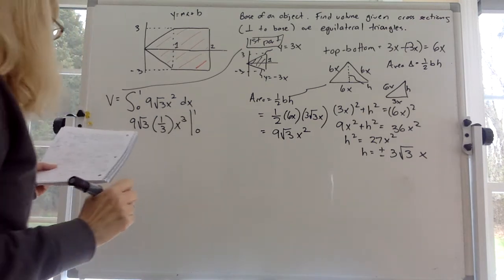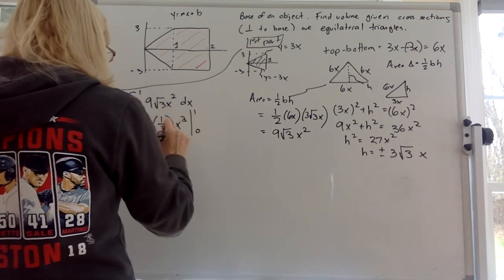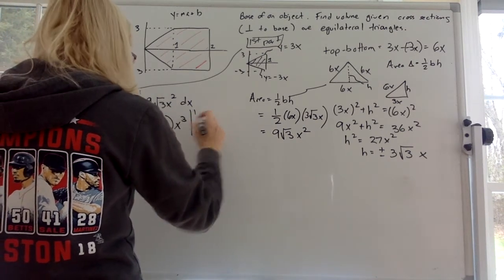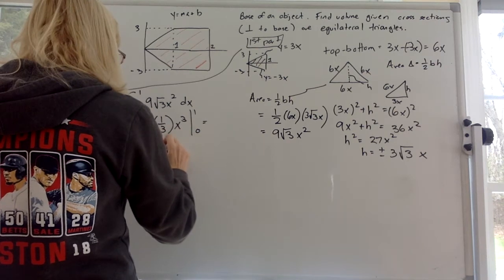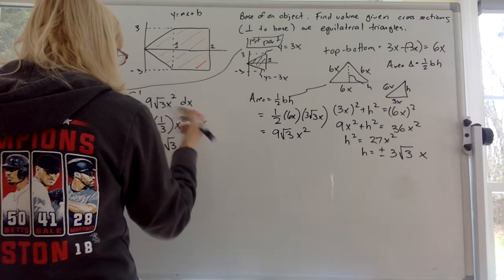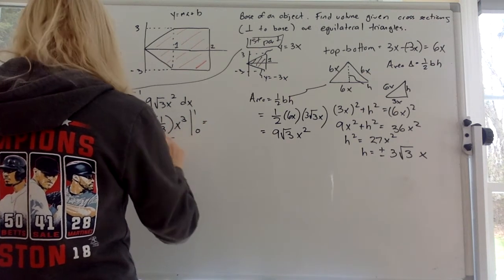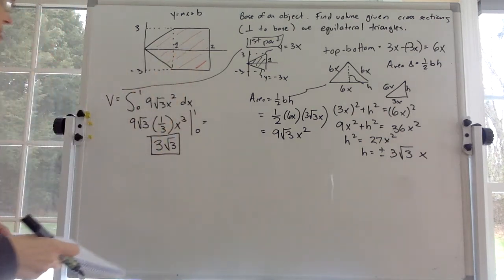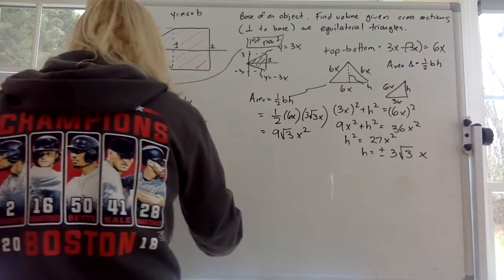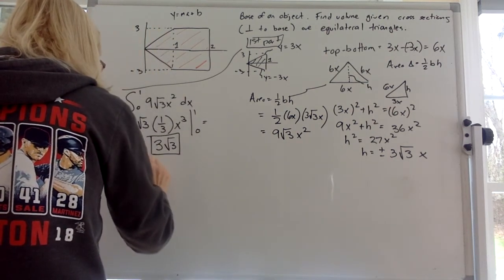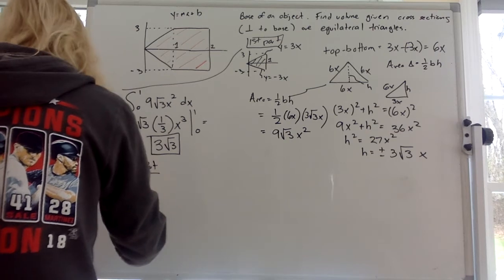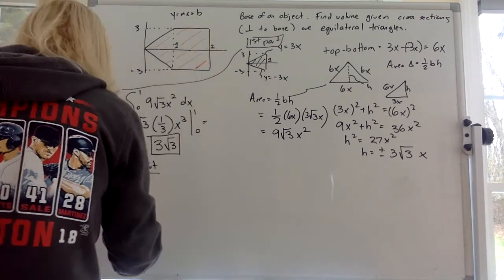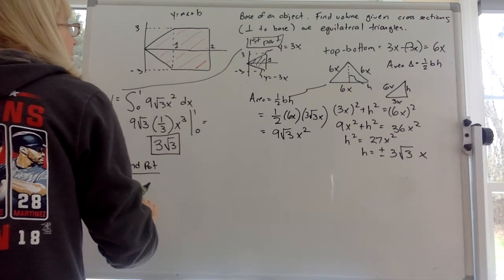Okay. So if I plug a 1 in, the 9 and the 3 cancel out. The 3 cancels out with a 9. So you end up getting 3 square root of 3 times 1 cubed minus 0. So this is the volume for the first part. Okay. How about the second part? By second part, I mean this thing. This part.